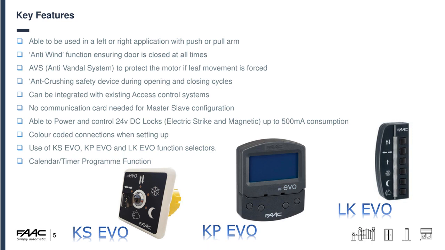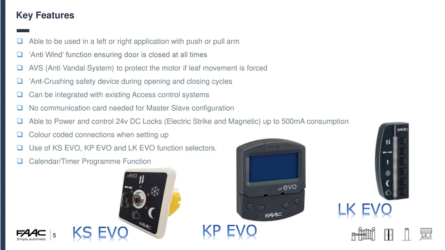Can be integrated with existing access control systems, so for example Paxton's, etc. So it doesn't have to be obviously all our own activators if there is some already existing on site, or if they are actually having this different one specified for a particular project. No communication card needed for the master slave configuration. Obviously you do need the KP Evo to program it that way, and able to power and control 24 volt DC locks, electric strikes and magnetic locks up to 500 mA consumption.